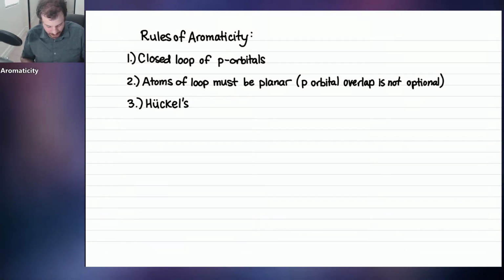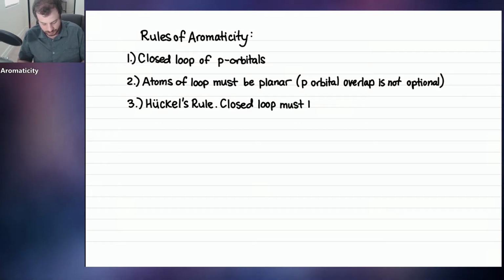So Hückel's rule, and it has the U with the 2 little dots over it. That's the U sound. And Hückel's rule states that this closed loop needs to have a specific number of electrons. And specifically, it must have 4n plus 2 electrons, where n can be any number.